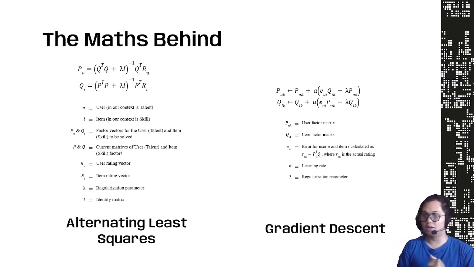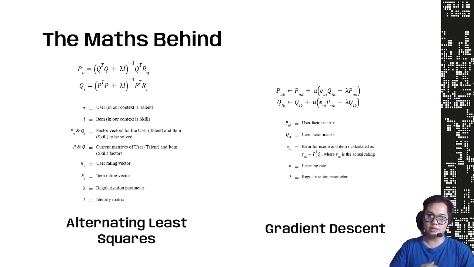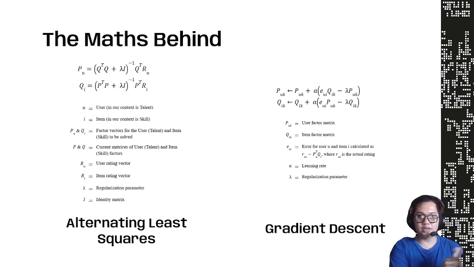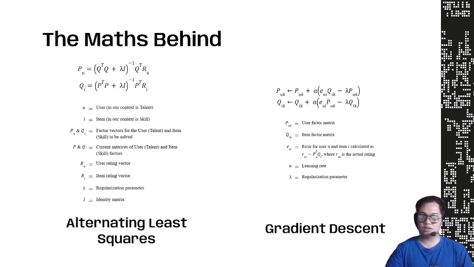The first one is the alternating least squares, where, as we know, we are doing matrix computations or matrix dot products. That's why we multiply by the transpose of one matrix and then by the other. In the alternating least squares, the u in this context is the talent or the user, and the i is the item, or in this context, skills, and the pu and qi are the factors of the user's talent and the item skills to be solved.